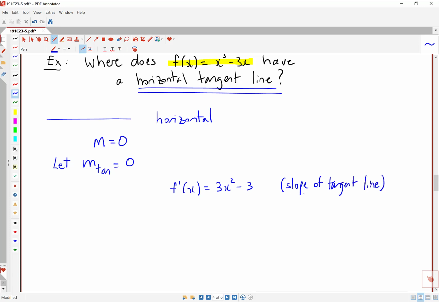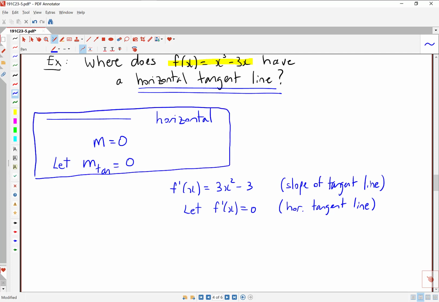So if we're trying to figure out where the tangent line is horizontal, then we need to figure out where the slope of the tangent line is 0. So we need to say let f prime of x equal 0. Okay, and that represents horizontal tangent line based on our side discussion that we did up here.